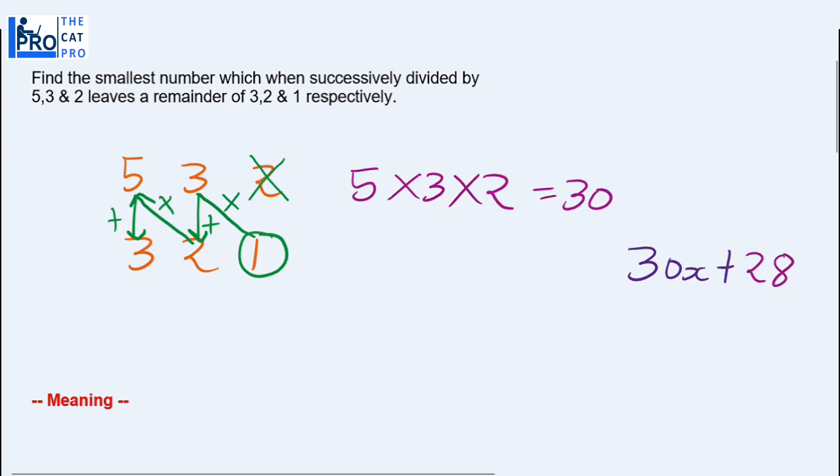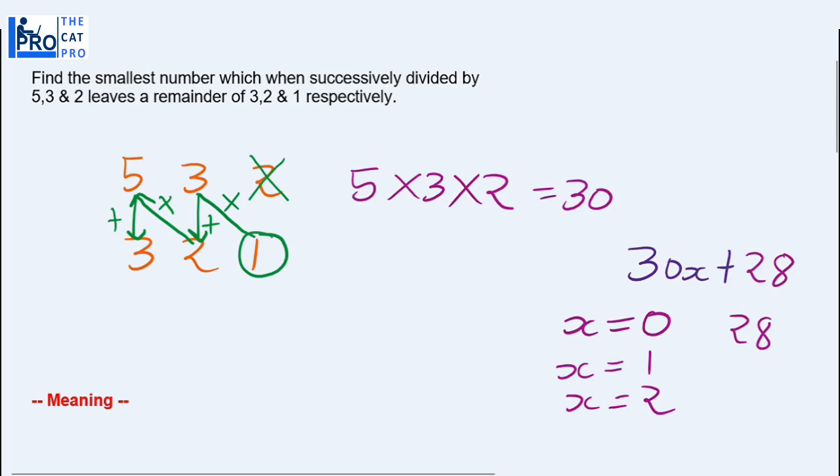So easy, so fast. Now the question asks to find the smallest number. The first number that we'll get is by putting x equal to 0. If they are asking for the smallest number, you can simply find it by this zigzag method, and that is going to be 28 because this 30x will vanish. For the next number, we will substitute x equal to 1. For the third number, we will put x equal to 2, and so on.